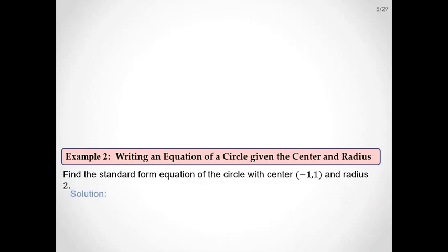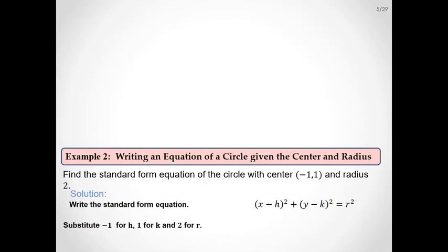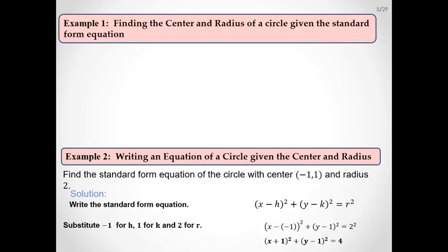Okay, let's see how it is done. We will substitute h, k, and r. Let's look at this example: finding the center and the radius from the standard form equation.